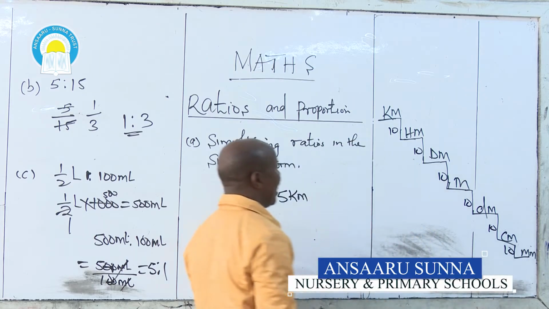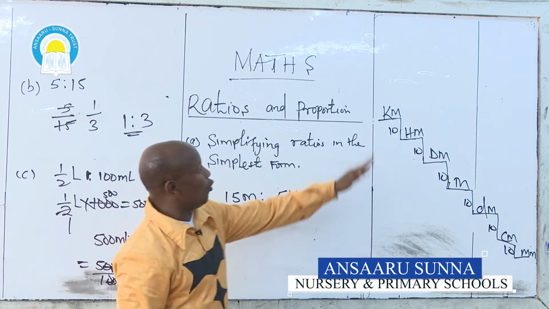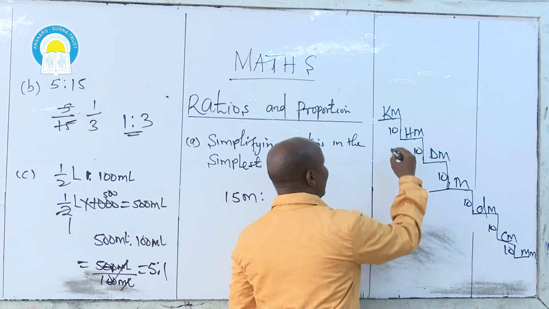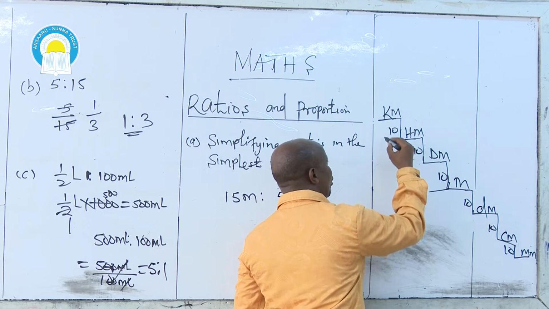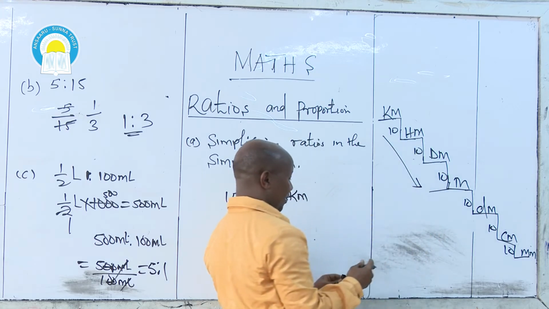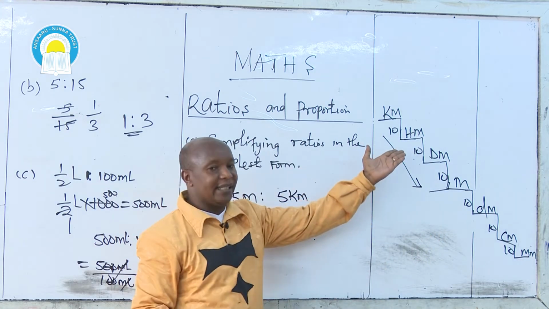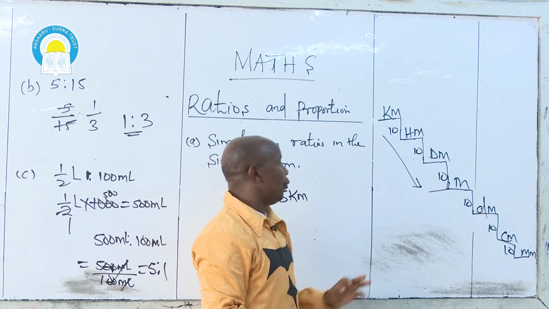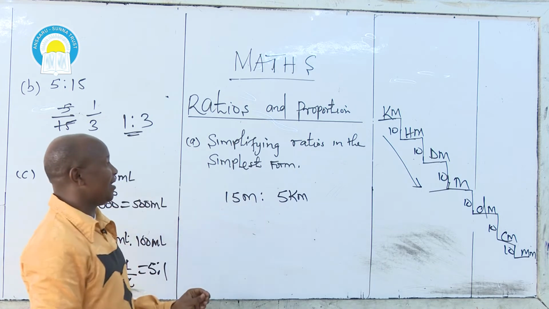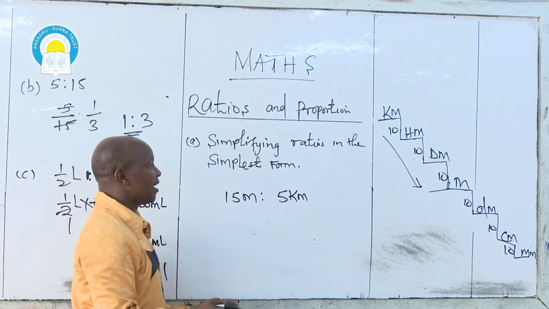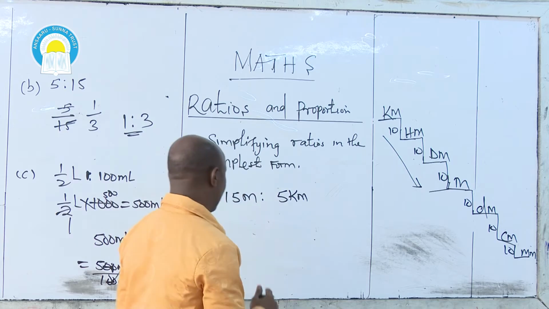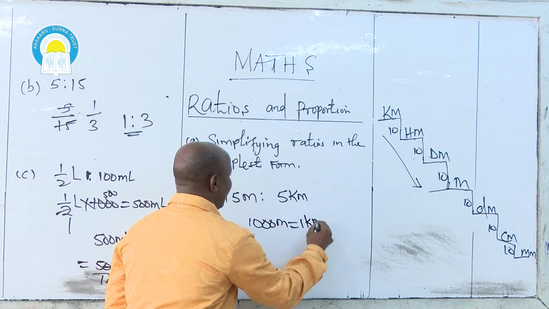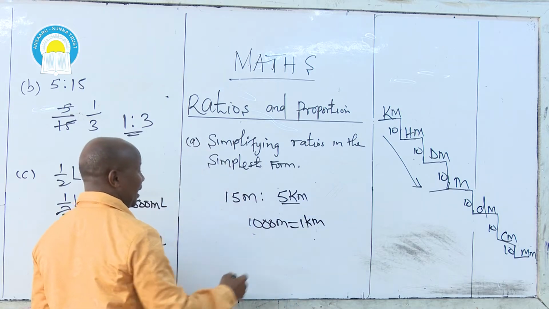So now we have kilometers to meters. When you look at my table, kilometers is here and the meters is here. I said when you are changing a bigger unit to a smaller unit, you multiply. So in my case here now, I have 10 multiplied by 10 multiplied by 10, which is 1,000. So 1,000 meters is equivalent to 1 kilometer. So now I want to change 5 kilometers.